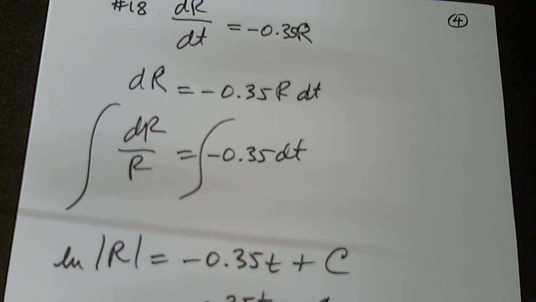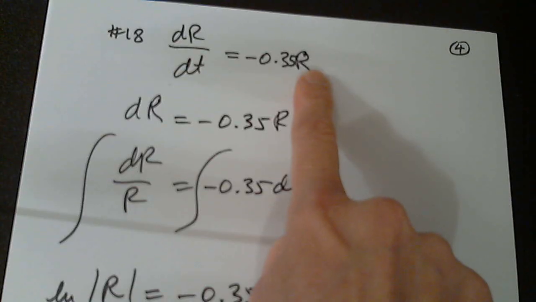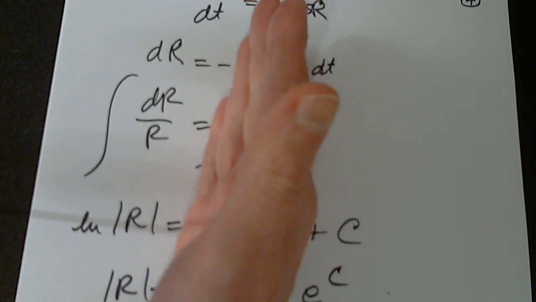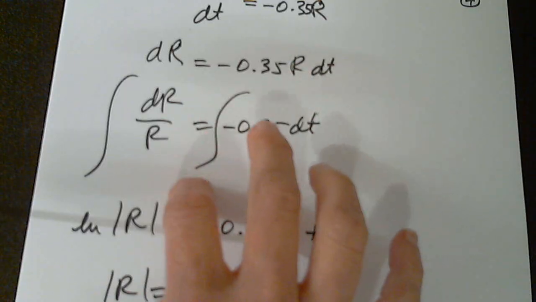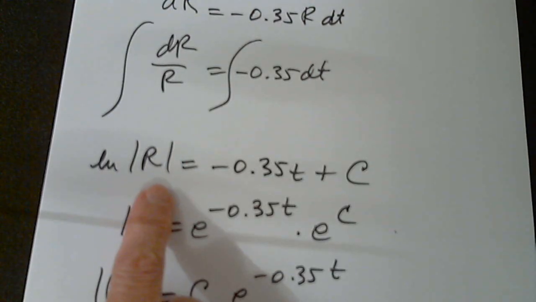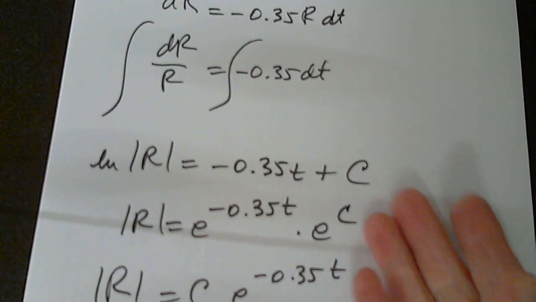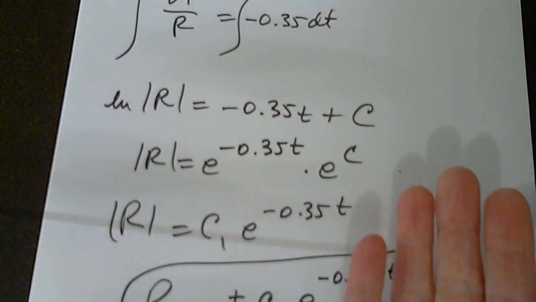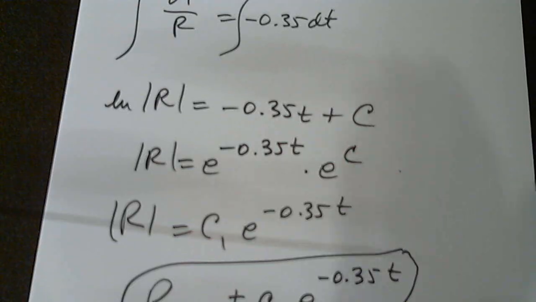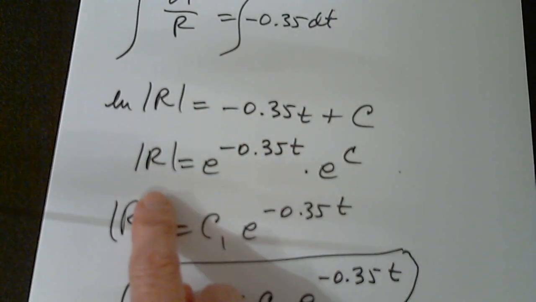Let's go back again. I multiply both sides by dt, and then I had to divide both sides by r to separate the variables. Everything with r on one side, everything with t on the other. When that is done, I just integrate. The left-hand side is natural log of the absolute value of r. The right-hand side, negative 0.35 t. Of course, plus a constant c because this is an indefinite integral. I use the property of changing a log equation into an exponential one. E raised to this equals the absolute value of r.